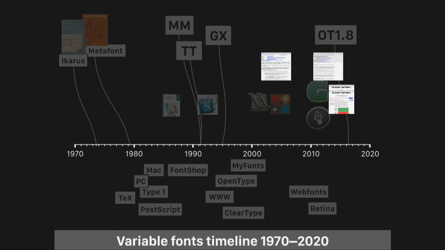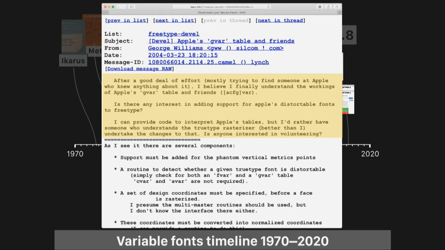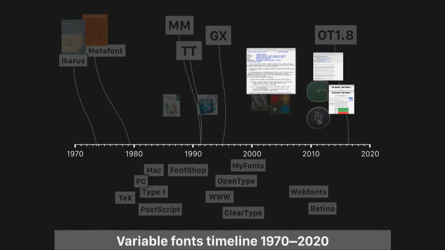Adam mentioned this event in his talk. This is George Williams, the author of FontForge, writing to the FreeType list in 2004 that he has implemented the GVAR, FVAR tables inside Mac Multiple Master, inside GX. Would the FreeType people be interested? Because he was putting it in FontForge already. I don't know how much of it went into FreeType then. I think some of it did.